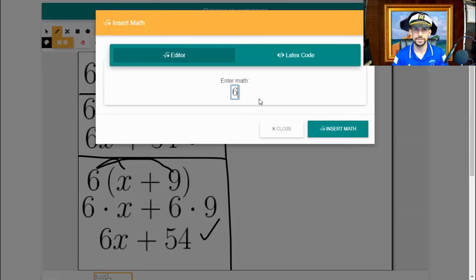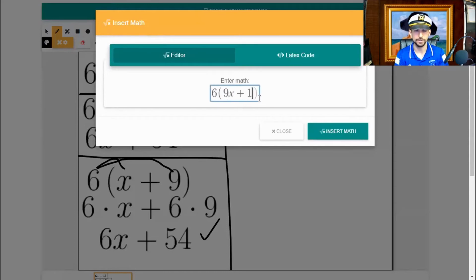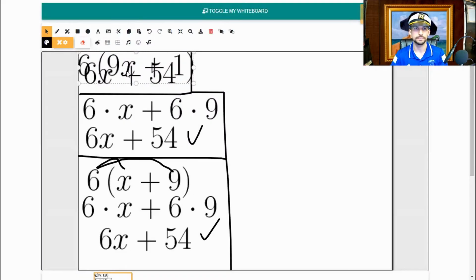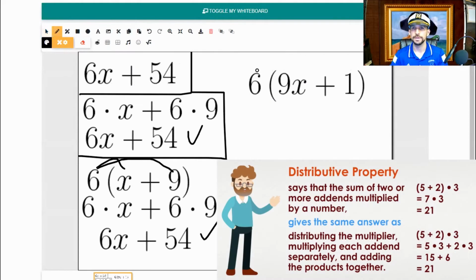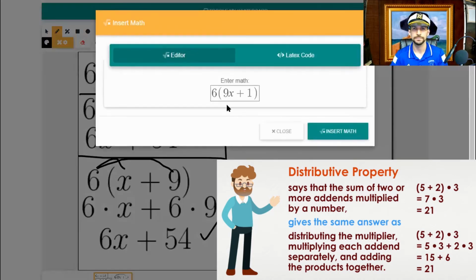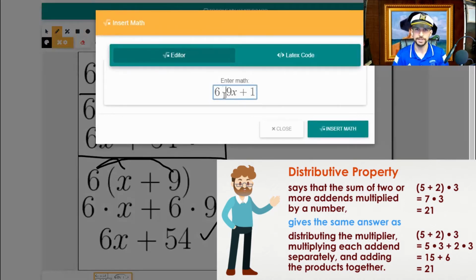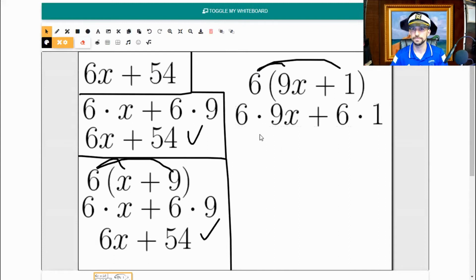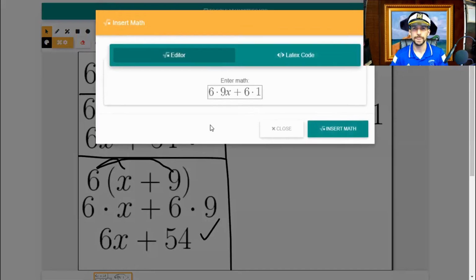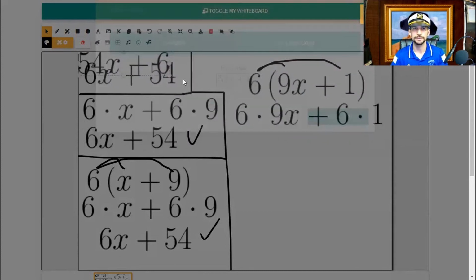Our next expression was 6 times 9x plus 1. Again, we're going to have to distribute. 6 multiplies 9x, then 6 multiplies 1. We can simplify. 6 times 9x is 54x. 6 times 1 is just plain old 6.